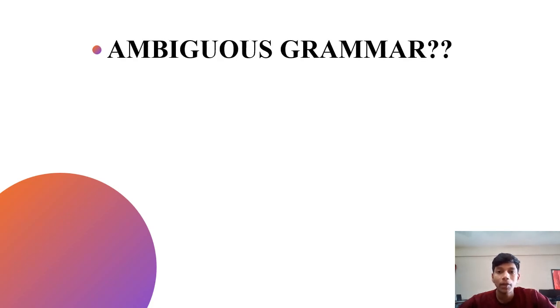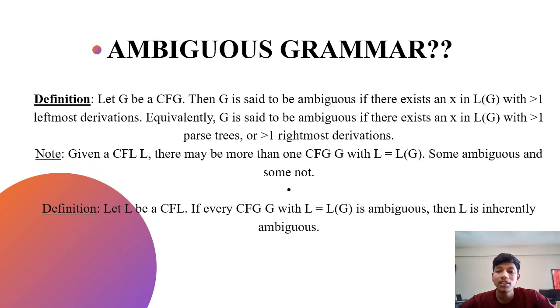Ambiguous grammar. A grammar is said to be ambiguous if and only if it has two leftmost derivations or two rightmost derivations, which is mentioned in this first line. The number of parse trees of G is greater than 1, which means it must have two or more leftmost derivations, or two or more rightmost derivations. In the second line, it says that a context-free language may have a context-free grammar having two or more leftmost derivations, but this is not valid in all cases. In some cases, it may not be ambiguous.